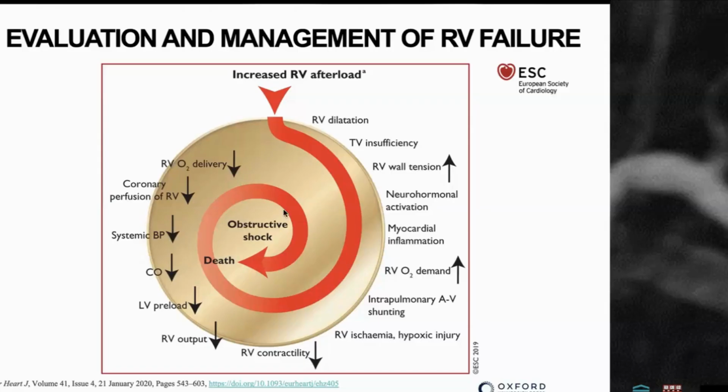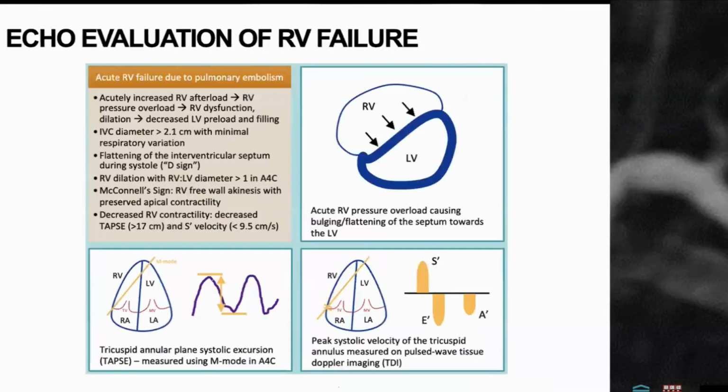And you just start circling the drain, right? Because if you get poor LV output, then you get obstructive shock and poor perfusion, your heart works even less, and then you enter this death spiral, as they call it. So how do you escape? How do you abort this death spiral? That's what we're going to talk about.